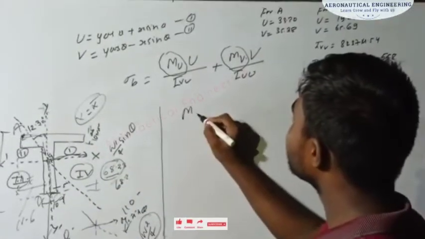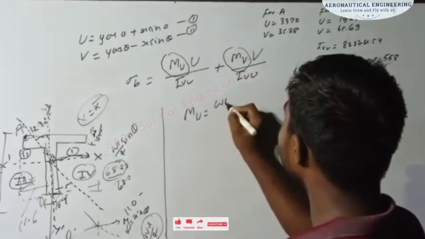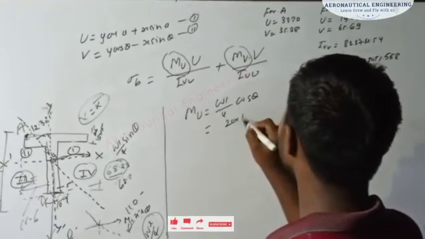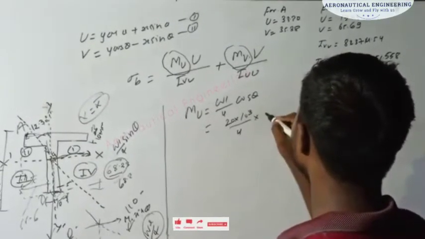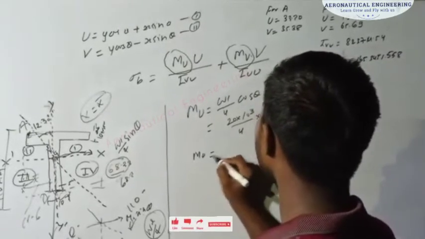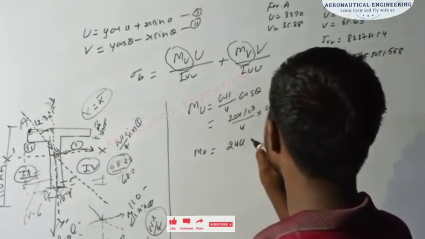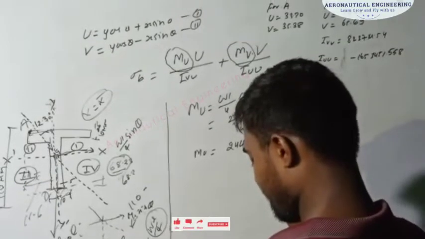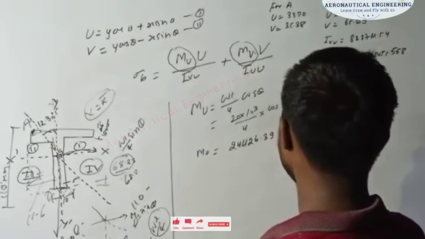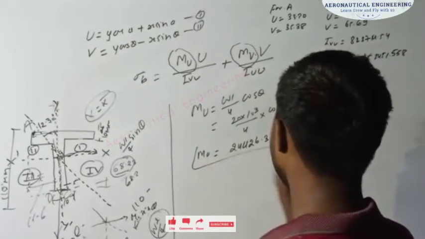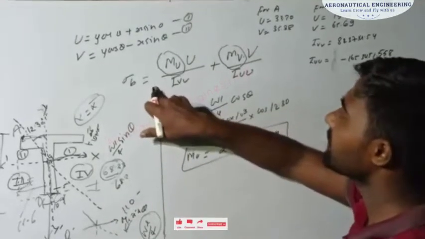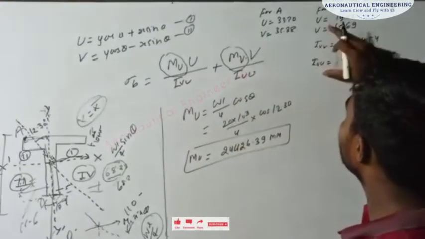Now we only have to find out Mu. Mu value, you know that, WL upon 4 cos theta. So 20 into 10 power 3 upon 4 into cos theta value is 12.30. After calculating this, we get Mu equal to 24426.39 Nmm. Now we have to find out the bending stress at point A and similarly for point C also.